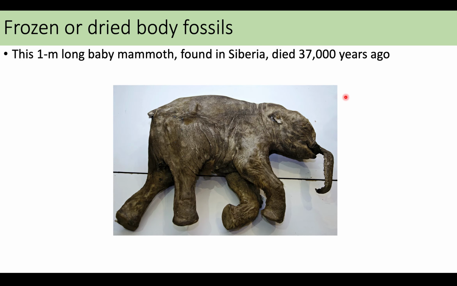So the first is frozen or dried body fossils. So this is where something is completely frozen and perfectly preserved. For example, this is a baby mammoth that was found in Siberia and is 37,000 years old. So it was frozen in ice, and as that ice thawed many thousands of years later, the remains are uncovered.